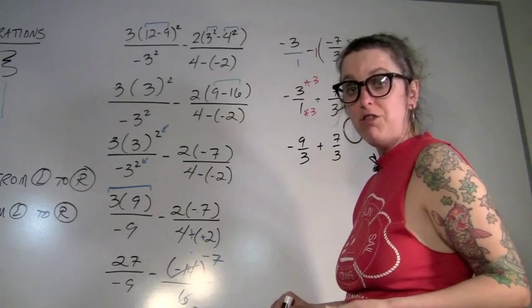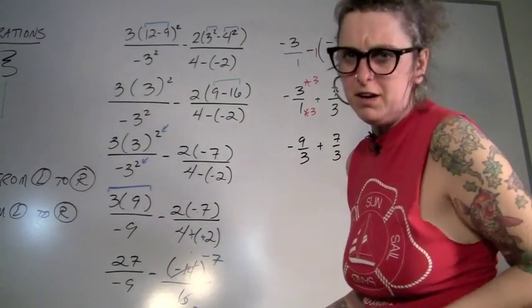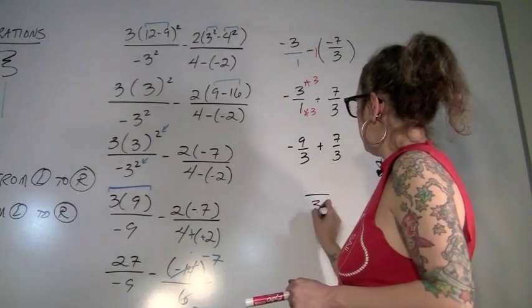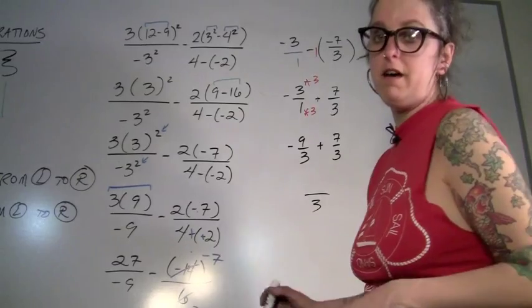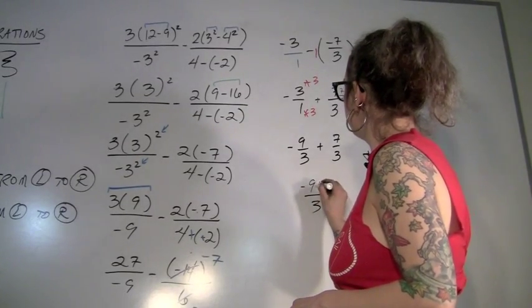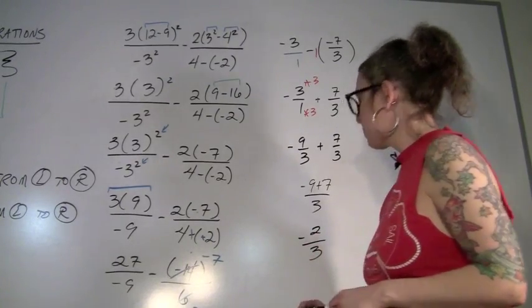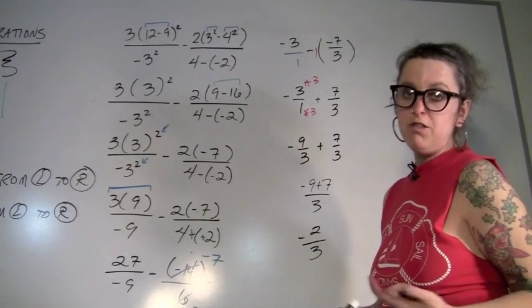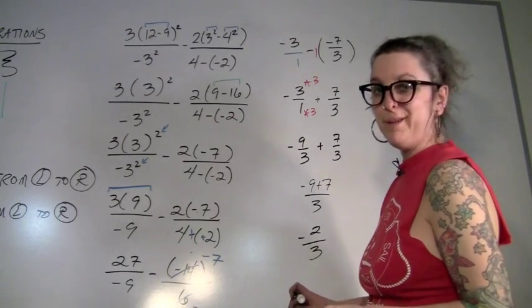Okay, so now we're going to put a little bit of effort into this 3, so we're going to keep it for a while. Then we're going to take the negative 9 and add a 7. So it leaves you with a final answer of negative 2/3. You can make that look a little prettier.